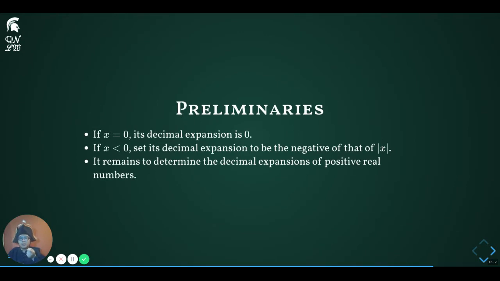Before we get going, since we will be using a lot of arguments using the Archimedean property, it is convenient to look only at positive numbers. So let us first explain how we can treat the non-positive numbers. If a number is 0, we declare its decimal expansion to be precisely 0. If a number is negative, we will use what we will discuss in the following slides to compute the decimal expansion of its absolute value, and say that the decimal expansion of a negative number is negative the decimal expansion of its absolute value.